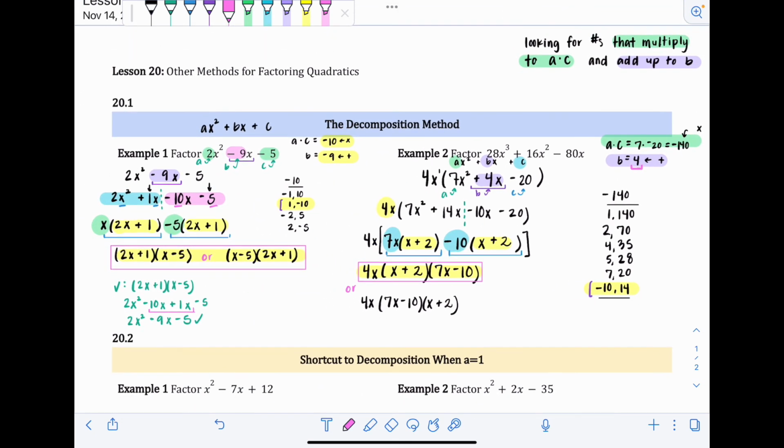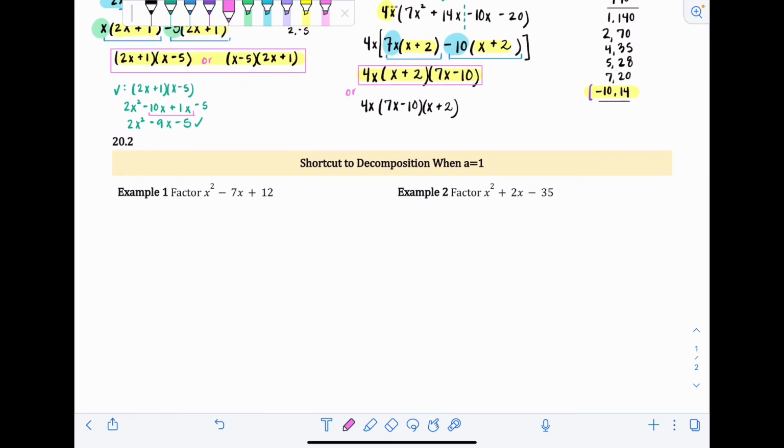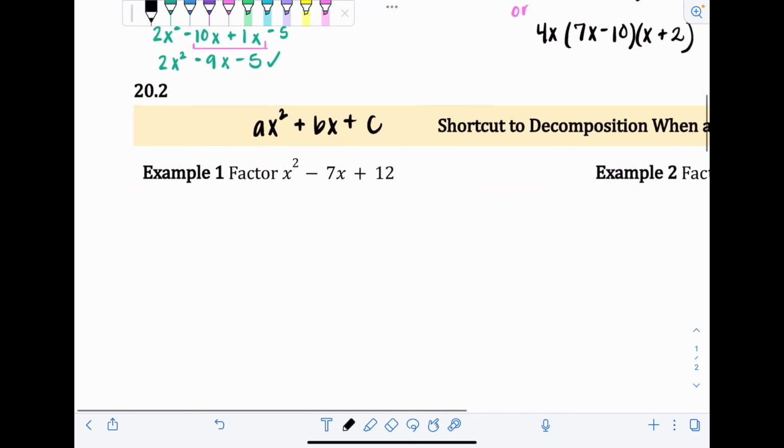Okay, so that was 20.1. 20.2 is called the shortcut to the decomposition method when a equals 1. So when it says when a equals 1, that's referring to standard form, ax squared plus bx plus c. So you'll notice, if we look at example 1, it says factor x squared minus 7x plus 12. So there's no number in front of the x squared, so that would mean that a, which is supposed to be the coefficient of x squared, is 1. So if there's no number there, remember it's a 1. And then in this case, b is negative 7.